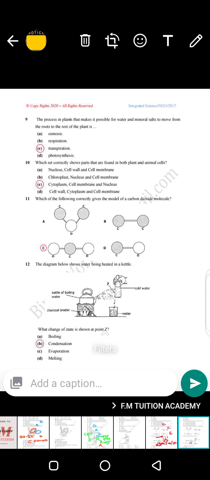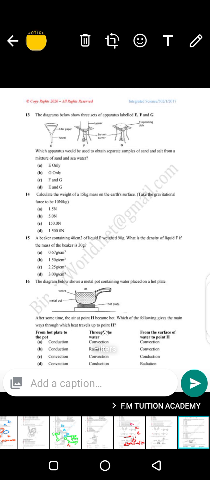So these are the answers, guys. You can see the transcription there, the ones I was showing you: cytoplasm, cell membrane, and so on. These are the answers for those previous questions. Let's go to these questions. The diagram below shows apparatus E, F, and G. Which of the following apparatus is used to separate sand and salt? How can you separate sand and salt from the diagram?